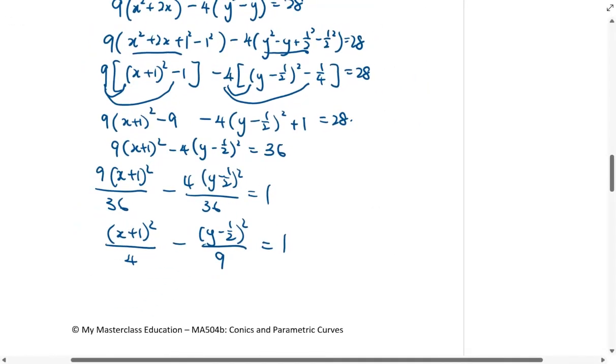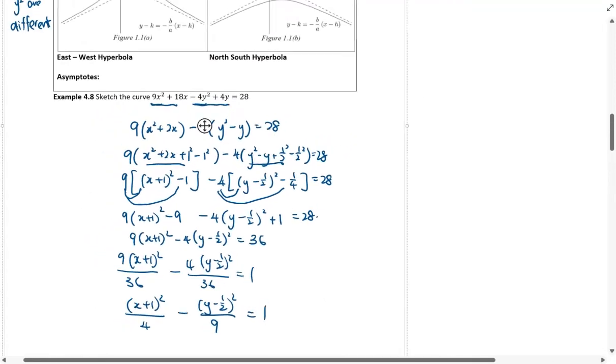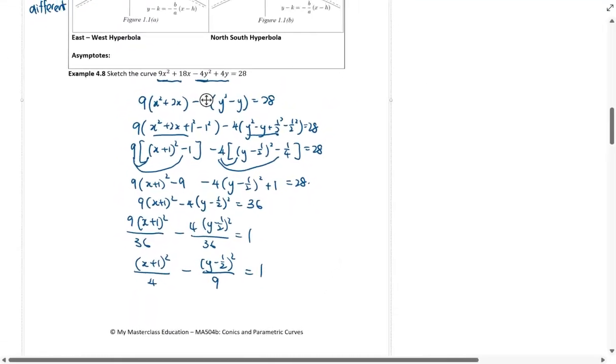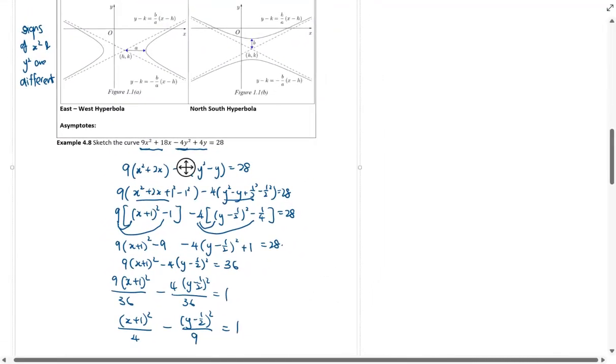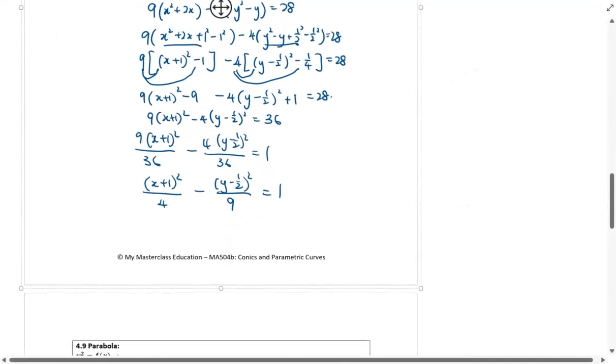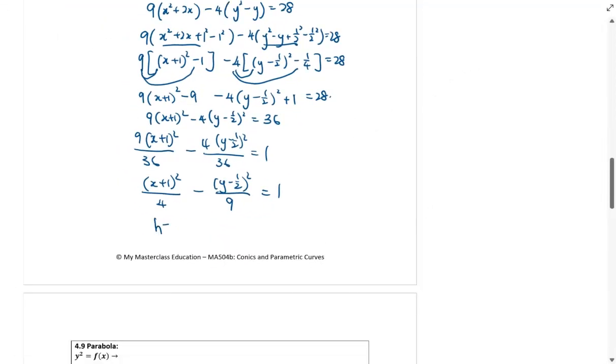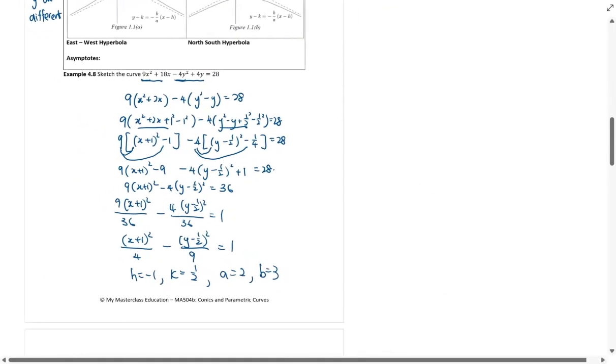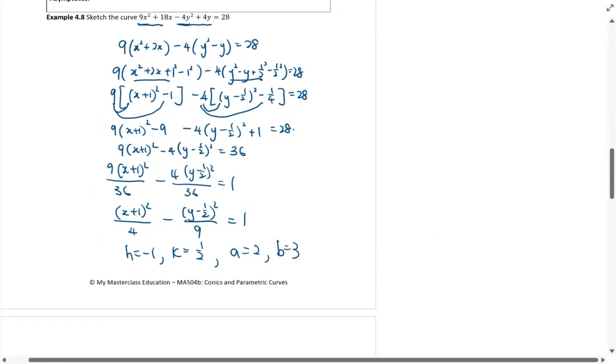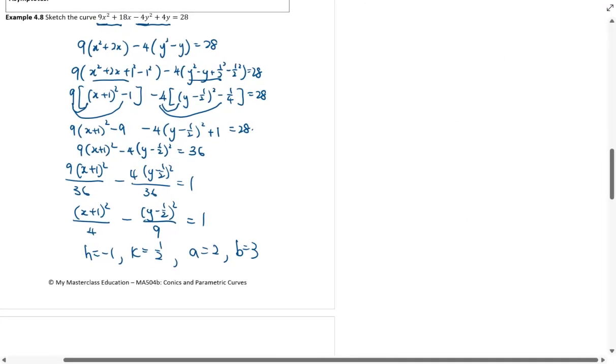The asymptotes will meet at h comma k. You can even write down, my h is equals to negative 1, my k is equals to half, my a is equals to 2, and my b is equals to 3, because it has to be the square root of 4 as well as the square root of 9. Okay, so once you identify this already, you need to find out the asymptotes.